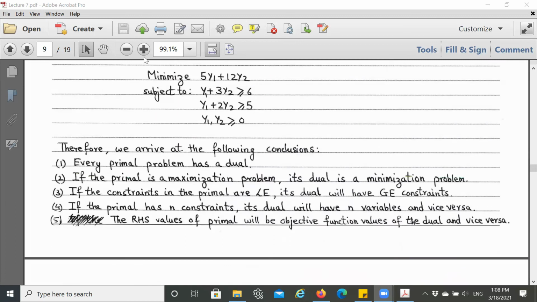Professor, is it like vice versa? If we have the primal that is minimization, is the dual going to be maximization?